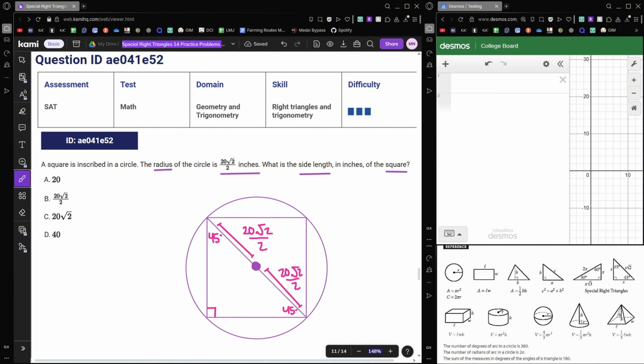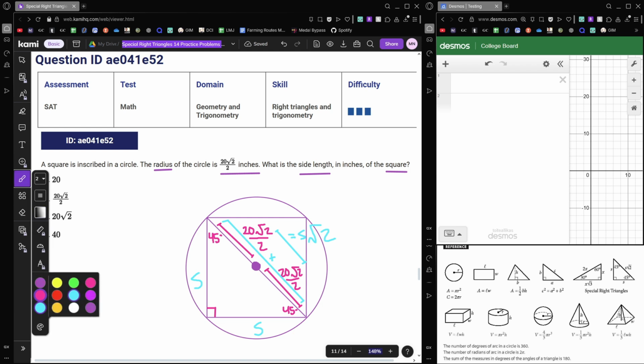If you go ahead and look in the bottom right hand corner, you see that in a 45, 45, 90 triangle, the hypotenuse is equal to s square root 2. So this entire hypotenuse here, which includes both of the radii added together, is equal to s square root 2. And then the side lengths are equal to s. So once again, for the hypotenuse, you would have to add both of these radii together, or you could just multiply them by 2. So let's go ahead and put this in Desmos.